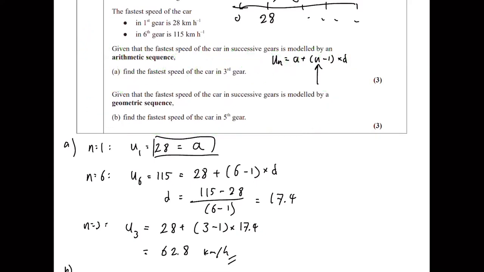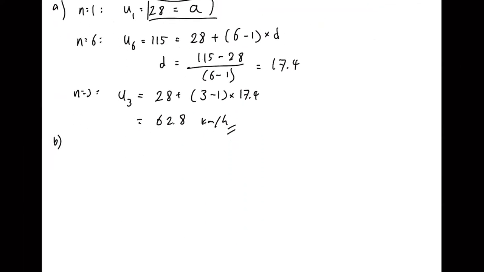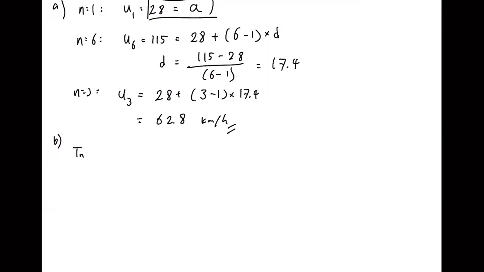So let's see. First gear is 28. Oh, wait, sorry. The general term I should mention is, let's say Tn. To make it different from U, I use the letter T. It will be equal to the first term multiplied by r to the power of n minus 1, where r is the common ratio, a is the first term, n is the number of terms.